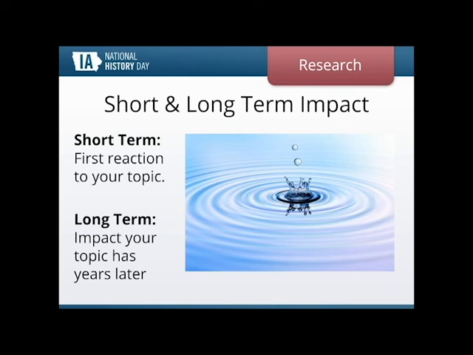I like to use the example of throwing a rock into the water. The short-term impact is that first splash, that first reaction to the topic. When they declared that they wanted to start protesting for the right to vote, it's that first shock. Long-term impact is the ripples that you see in the water, how it's affected over time. How did the women's suffrage movement affect things over time? How does it affect us today? Are we still impacted by the right to vote?